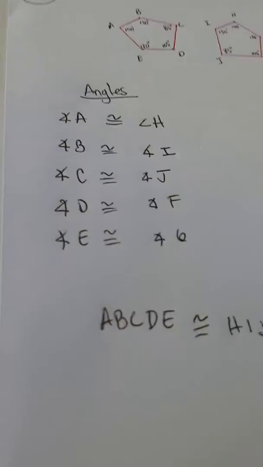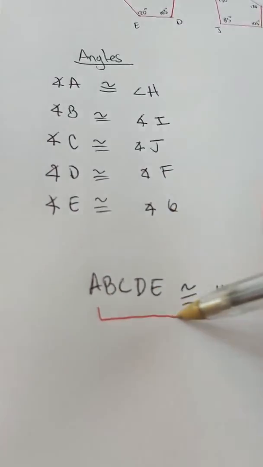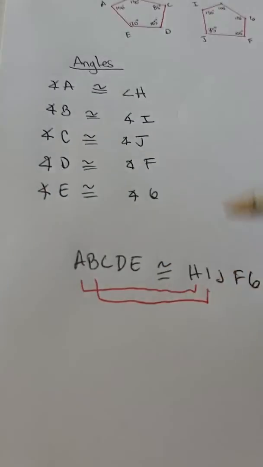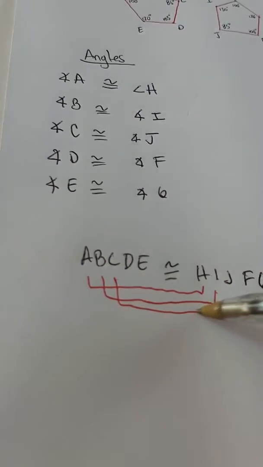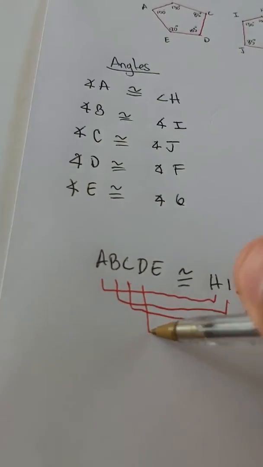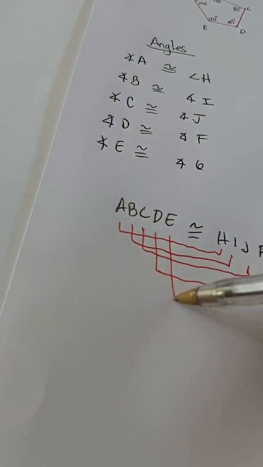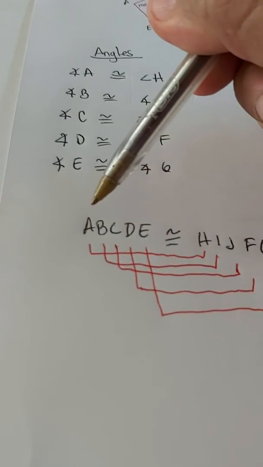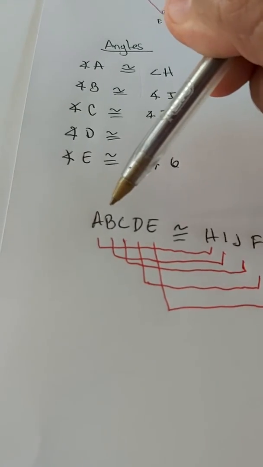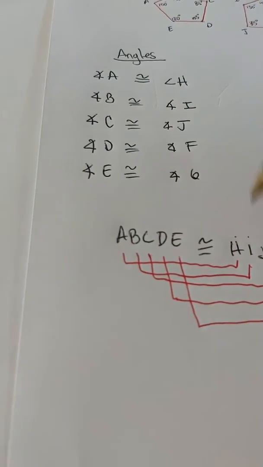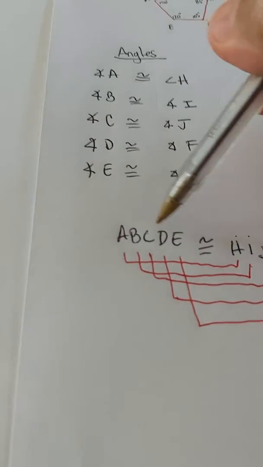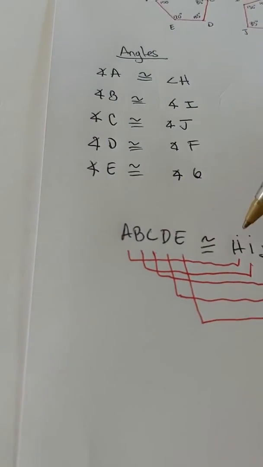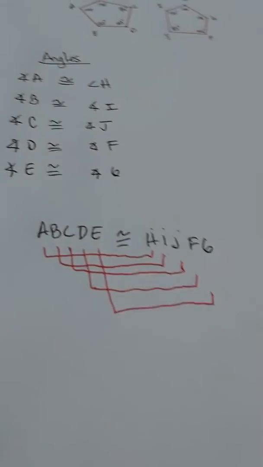If this is true, then we can say that angle A is congruent with angle H, angle B is congruent with angle I, angle C is congruent with angle J, angle D is congruent with angle F, and angle E is congruent with angle G. We're also saying that side AB is congruent with HI, BC with IJ, CD with JF, DE with FG, and AE with HG.